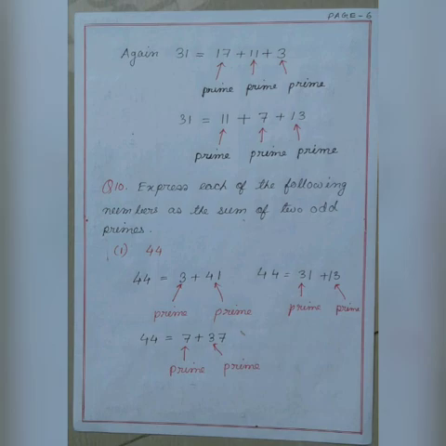44 I can write as 3 plus 41, which are prime numbers. 3 is also a prime number, 41 is also a prime number. 44 I can write as 31 plus 13, where 31 and 13 both are prime numbers. 44 I can also write as 7 plus 37, where 7 and 37 both are prime numbers.